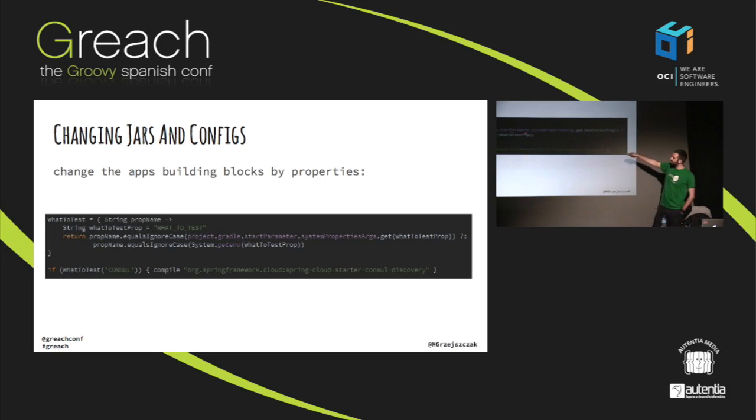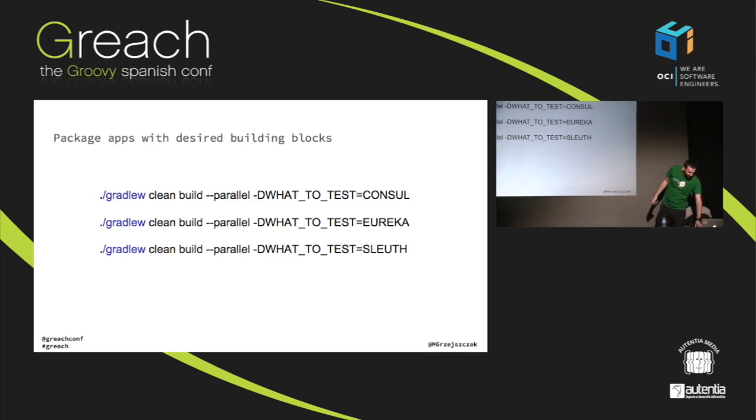And what I'm checking is that if I executed Gradle with a what to test system parameter equal to something, for example, console, I'm going to show you an example in a second. And then in the dependencies section, I say that if what to test is console, provide console discovery. If it's Eureka, provide Eureka. So I have such Gradle scripts executed, for example, what to test equals to Eureka or console, whatever. And okay, so this is how I run it. And then inside the app, I know how to process this information.